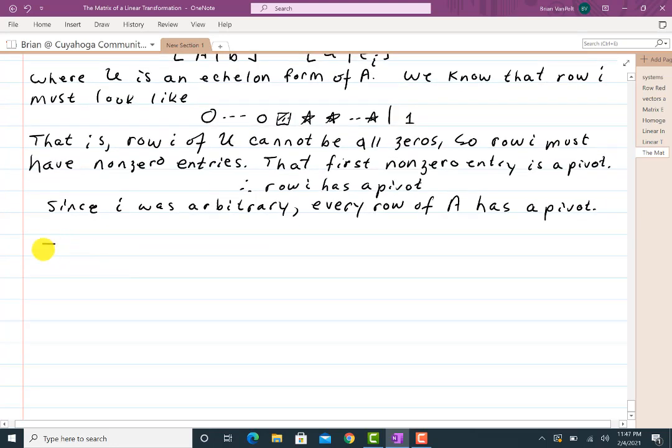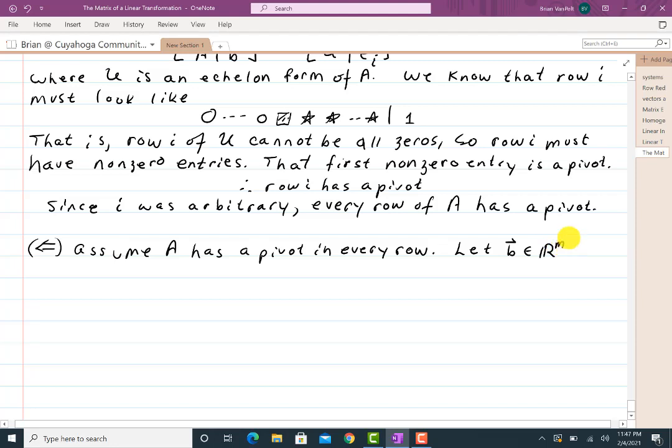Now let's go in the opposite direction. This time we are going to assume that A has a pivot in every row. Now what I want to do is show that it's onto. Let B be in Rm, and when I say onto, I mean I want to show that AX equals that particular vector has a solution. So I want to show that AX equals B has a solution.